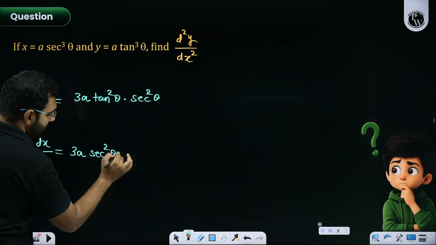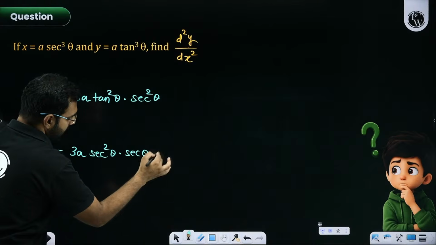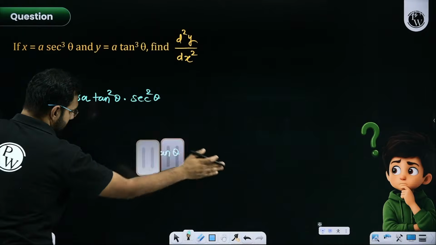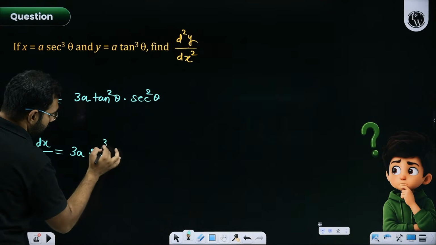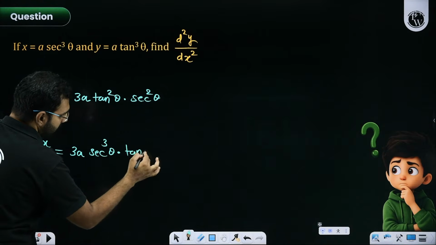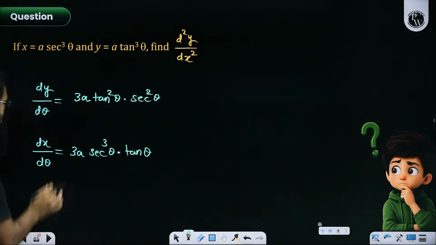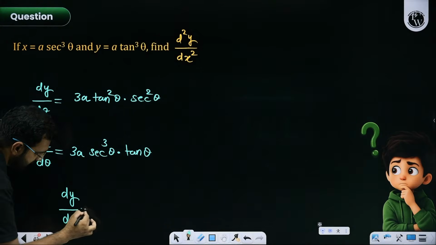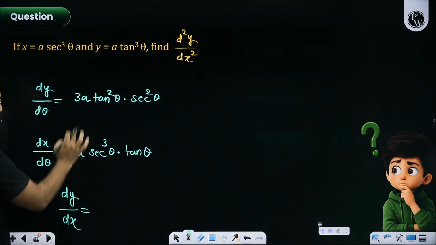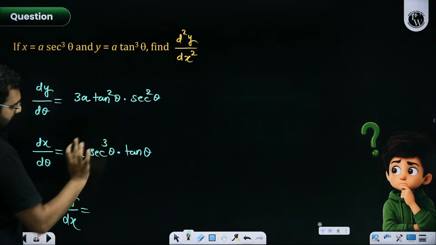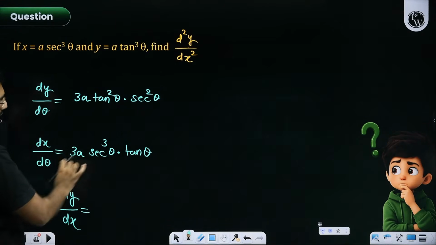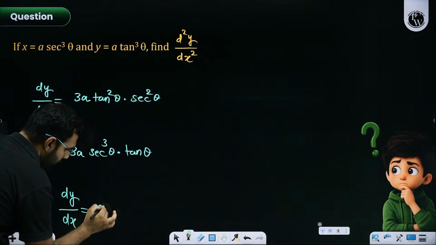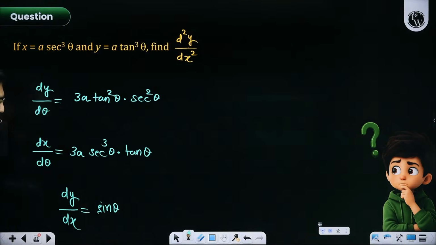And sec theta when differentiated is sec theta tan theta. So it will be sec cube theta tan theta. Of course, we did discuss one more idea, that if you divide this by this, you will be getting dy by dx, in which 3a got cancelled, sec square theta and tan theta were cancelled. Tan theta you were left with, and there you were left with sec theta. So it was sin theta upon cos theta upon 1 upon cos theta. So dy by dx, you got as sin theta.